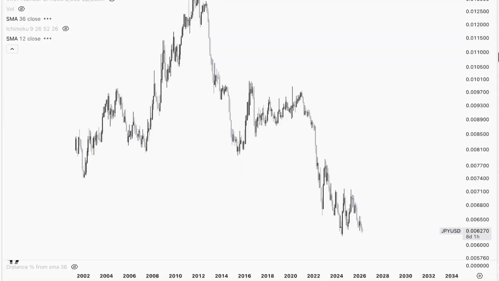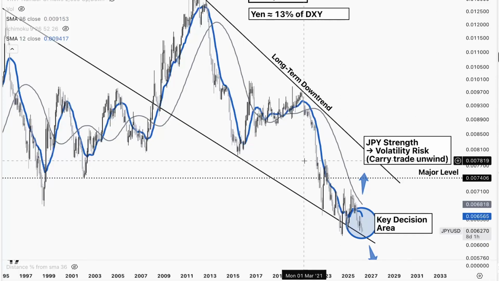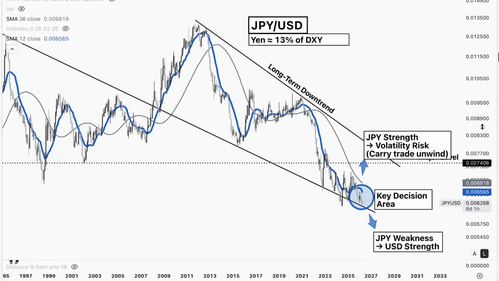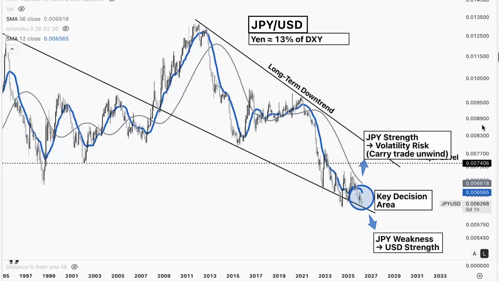Then we'll move on to the yen USD. This one's a bit different. The yen is more of a stress signal. When the yen strengthens, markets become more volatile. When the yen weakens, things tend to stay more stable. Right now, it's sitting near a key level after a long decline. So this one is worth watching for, is volatility about to increase?